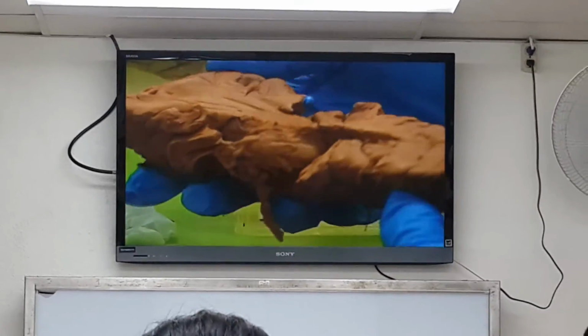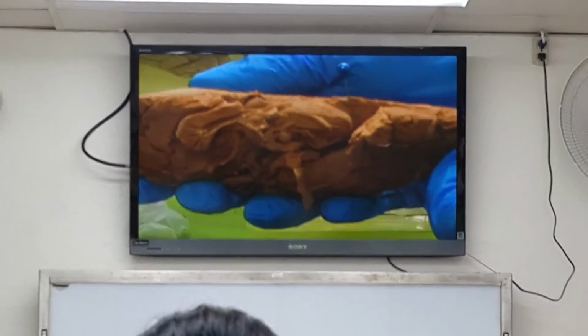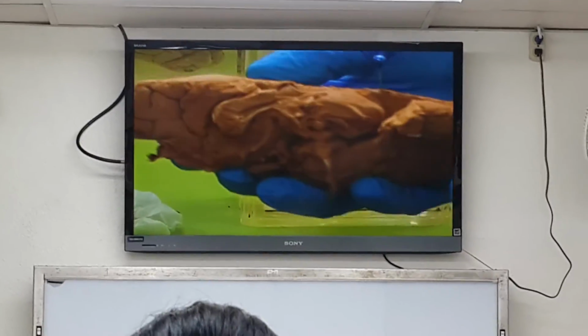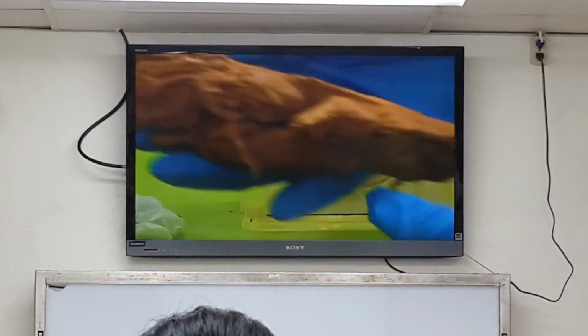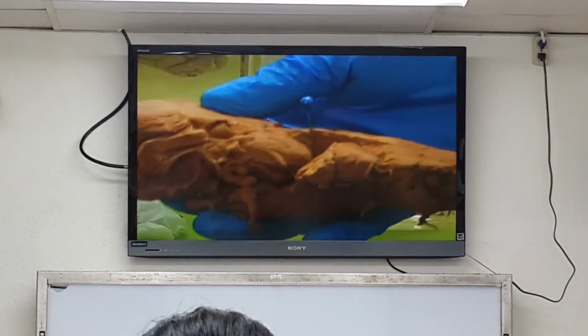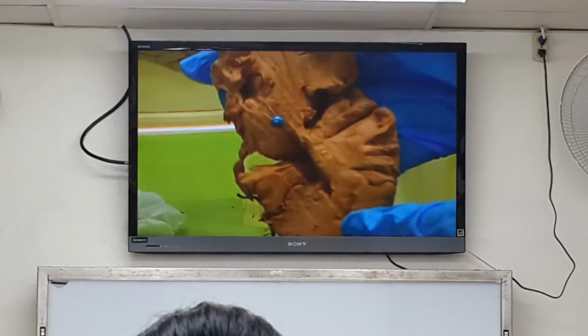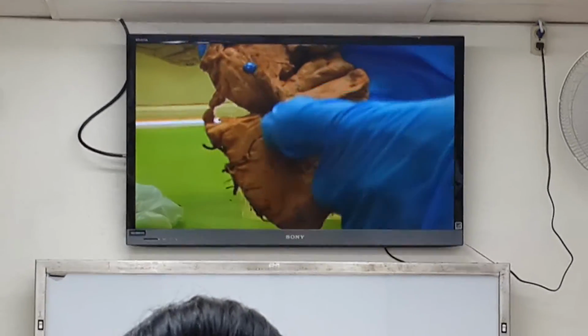This is a section of the cerebrum. Only the lower half is there, the upper half is removed. Here is the frontal lobe, then this is the temporal lobe, then this is the occipital lobe. If you turn it, this is the occipital lobe, and you can see the cavity inside the occipital lobe.